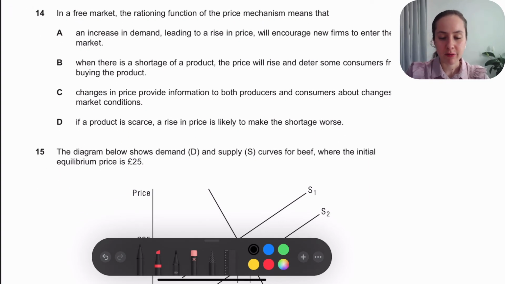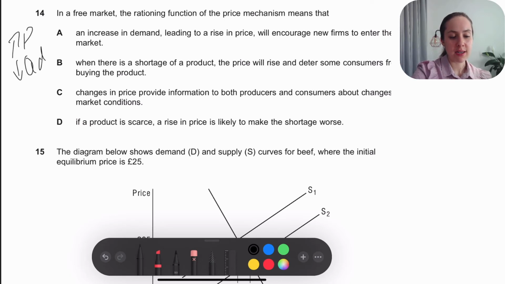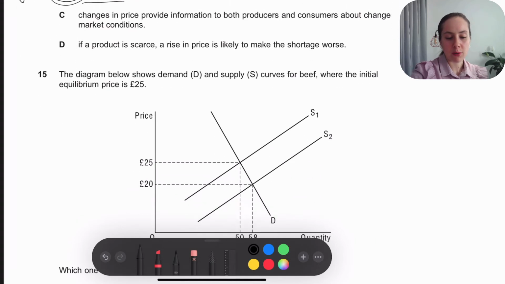In a free market, the rationing function. Okay, this is what happens when prices increase and then the quantity demanded falls because people can afford it less. So the price will rise, deter some customers from buying the product.